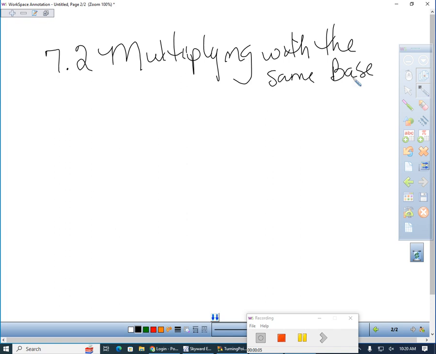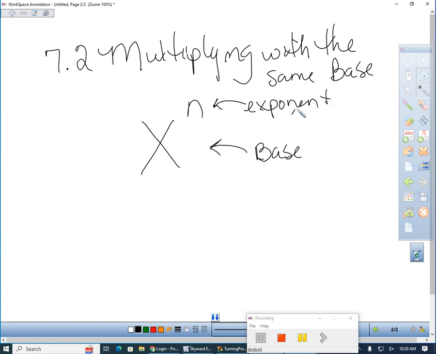So, first of all, one of the things I should talk about is if I have x raised to the n, the x technically is considered the base. It's the base to the exponent. So today we're talking about numbers that are the same base that we're multiplying together. This n is, of course, our exponent, sometimes called our power. All right, so that's what we're going to be working with today.